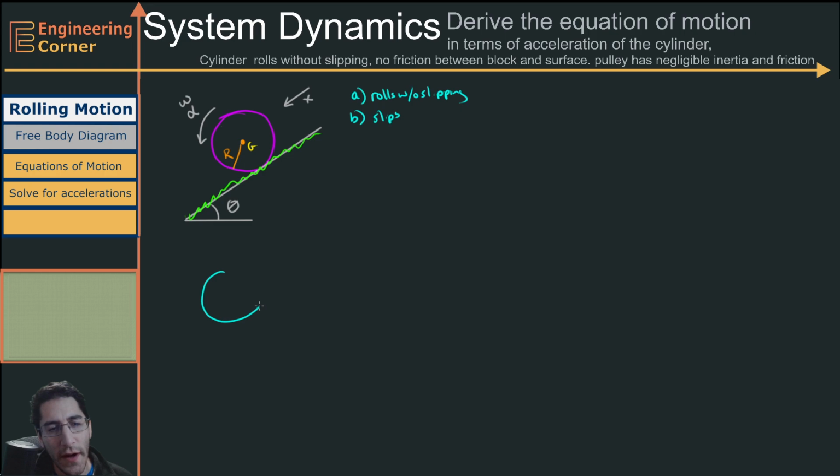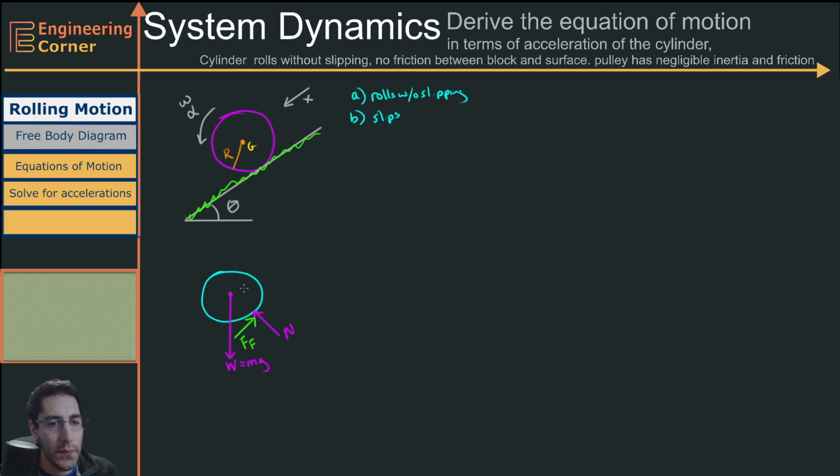So we start them both off with a free body diagram. Now on this free body diagram, I'm going to have my normal force. My normal force acts normal to the plane. I'm going to have a weight force. My weight force acts straight down, and it's equal to mg. And if I'm rolling clockwise and I'm moving this way, my friction is going to oppose that motion, and it's going to act back up the plane. So that's my frictional force.